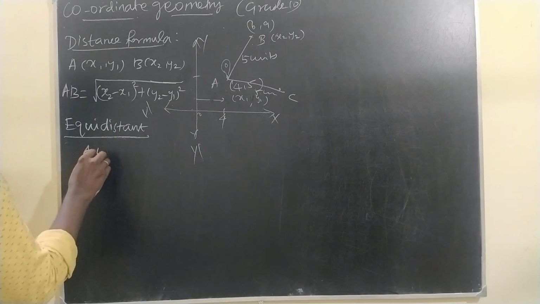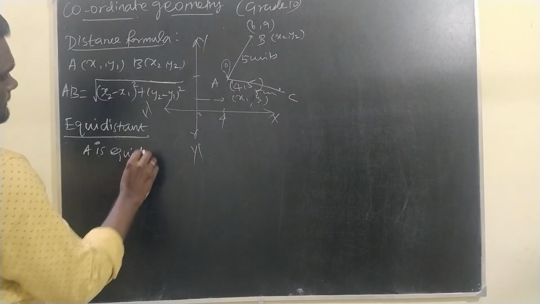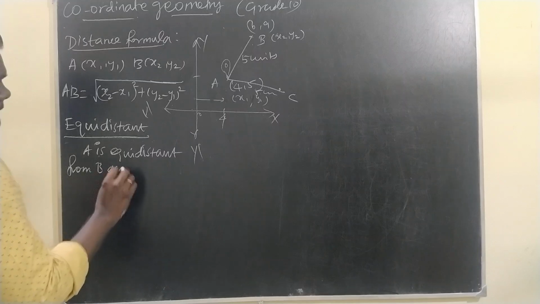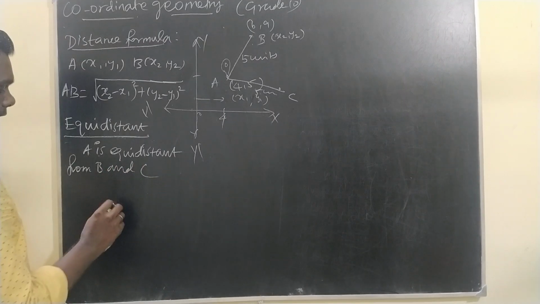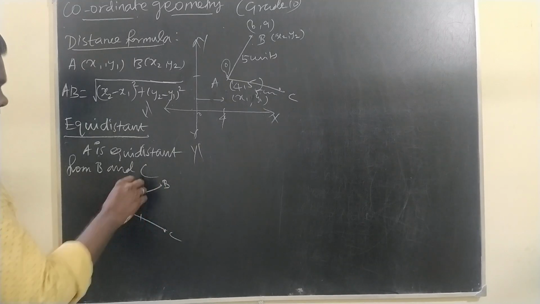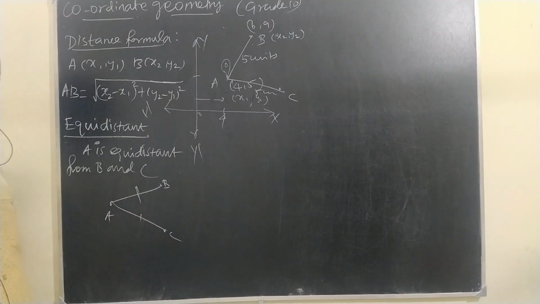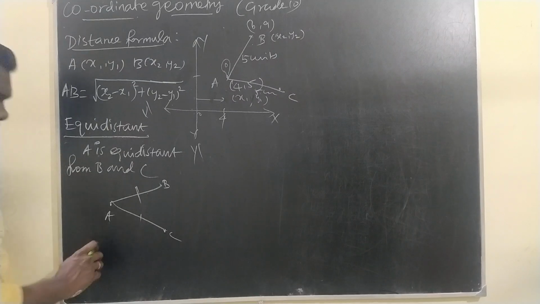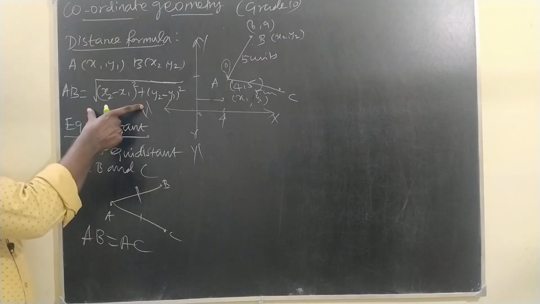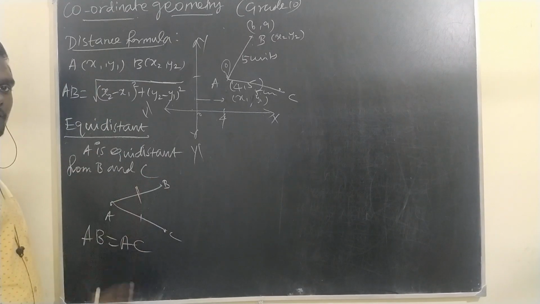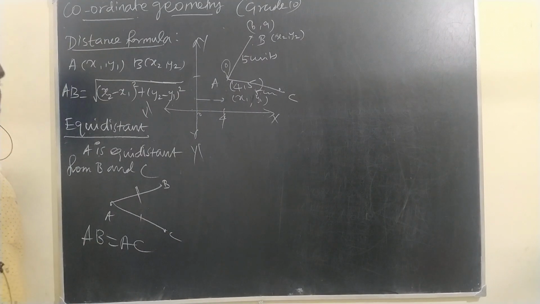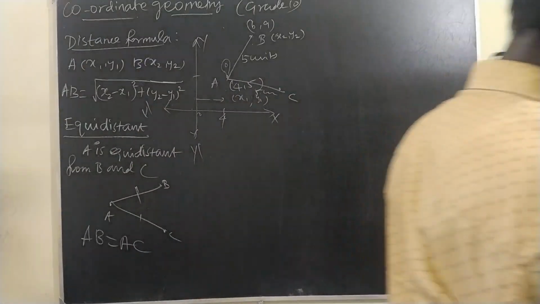So in that case, equidistant means A is equidistant from B and C. Then we may say here A, B, C, this distance is the same. How do we say it? AB equals AC. AB now, using this formula, what is the coordinate for A? What is the coordinate for B? Okay. And AC, now this is one. Any doubts on this? Next step.